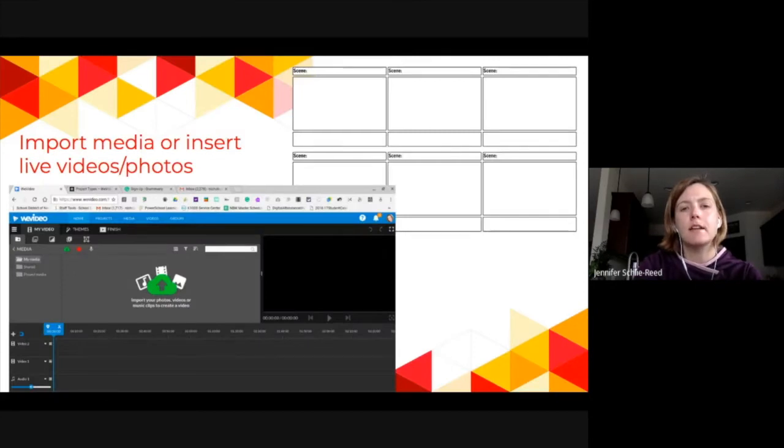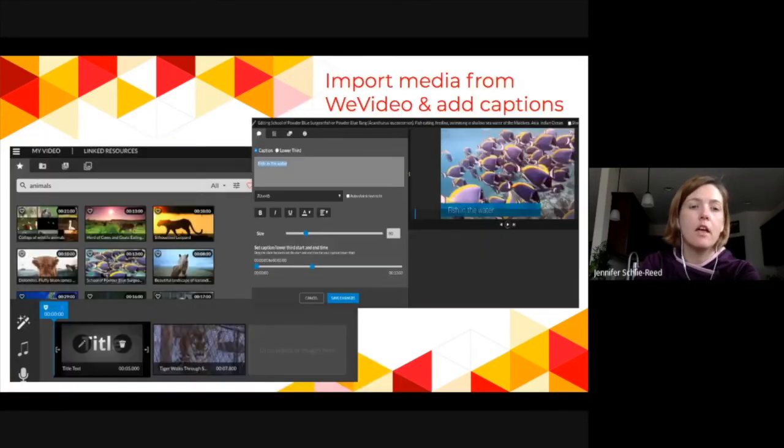But the nice thing about it is, as you can see, you can use a storyboard and add in your content from Google Drive, just like you would for WeVideo. The other thing that WeVideo has is pre-made media that you can use, like animals or different things like that, that you can search for and add to the content as well.